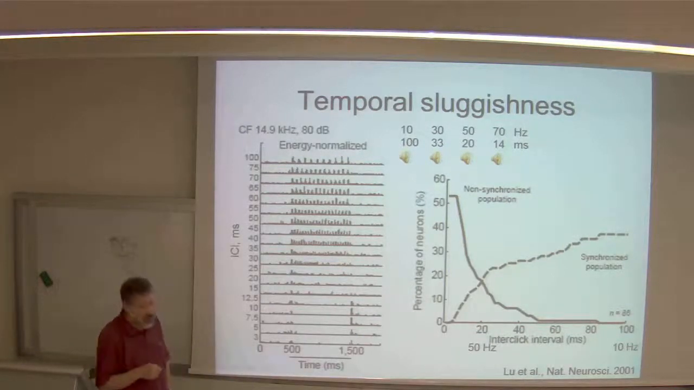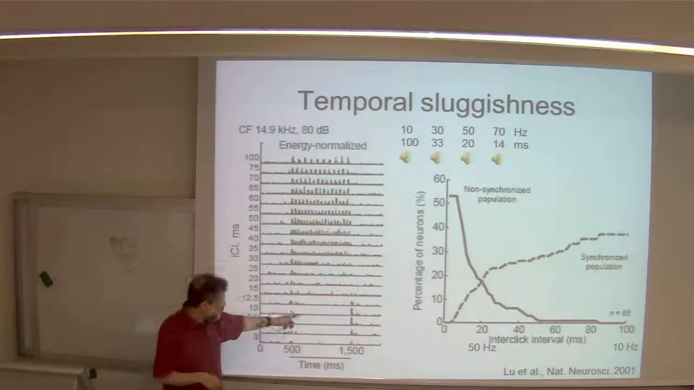This is the auditory cortex? This is the primary auditory cortex of marmoset, yes. So they can't follow sequences of clicks very fast. So they're kind of low pass filters? It's worse than a low pass filter, you see, because they stop responding at all.